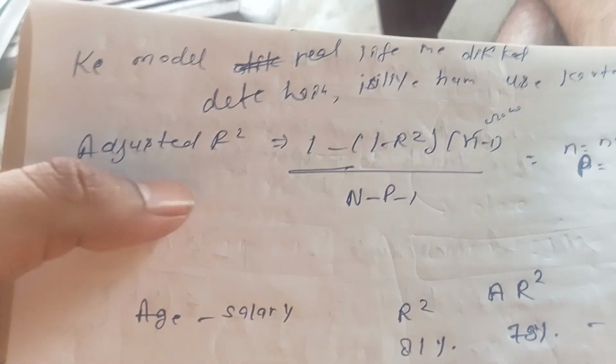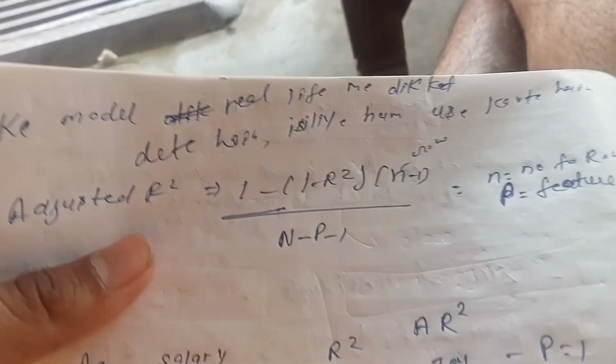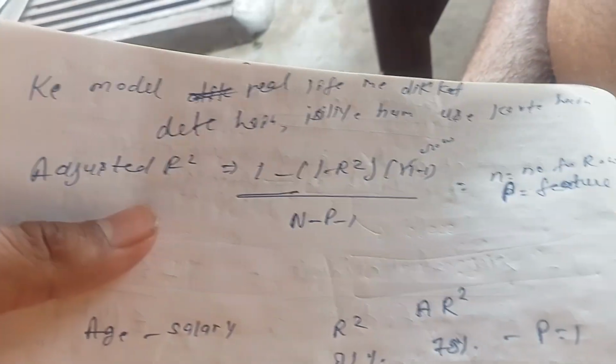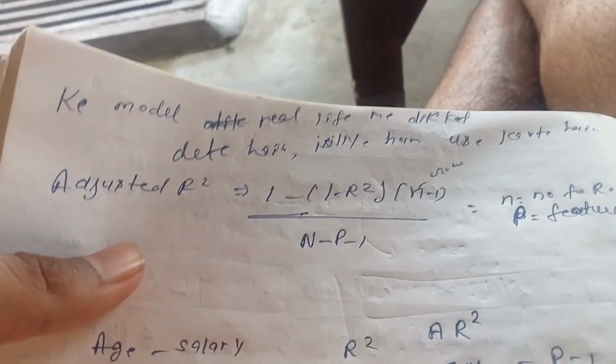And you can see in the adjusted R square formula, n is the number of rows, and p is the number of features, and R is the R square.